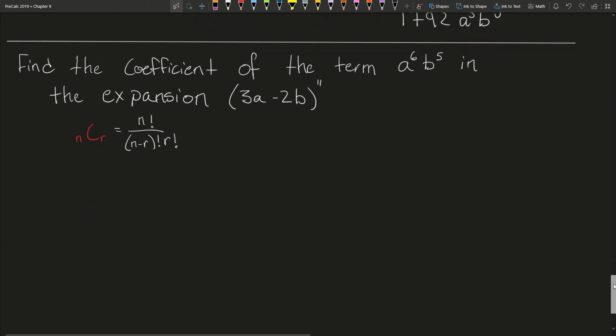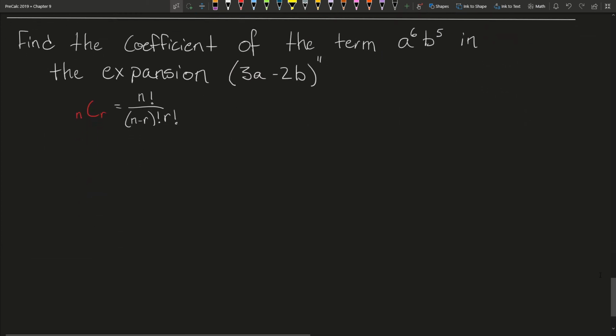All right, next example. Find the coefficient of the term a^6 b^5 in the expansion of (3a minus 2b) to the 11th. Right? So we're not just finding the term anymore, we're finding the coefficient of the term. Okay, I still like to kind of write how we get here.